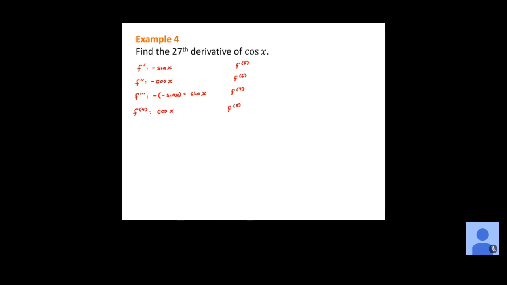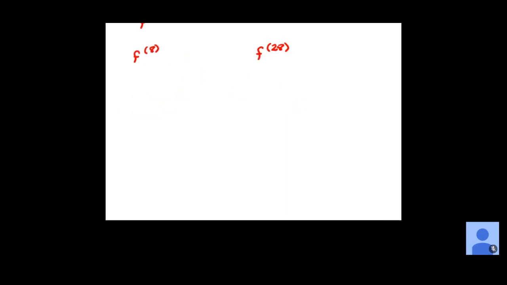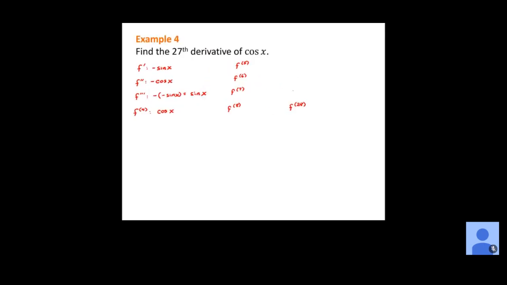So basically all multiples of 4 are going to give us cosine, which means that the 28th derivative is going to give us cosine of x, and the 27th derivative, sorry about that, is going to fall right before that one, right? So it's going to be the same as whatever we got for the third derivative. So the 27th derivative then is going to be equal to sine of x.